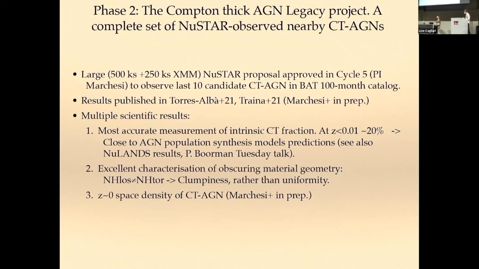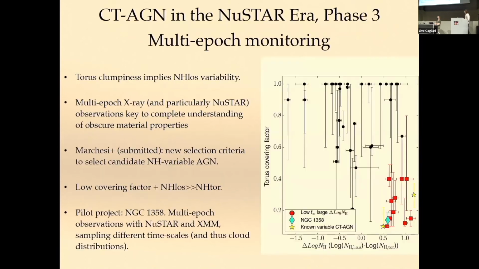And the last thing that we're working on, and we plan to submit by the end of the summer, is to get a sense of what's the space density and the X-ray luminosity function at redshift around 0 for Compton-thick AGN, and use that as a reference for updating AGN population synthesis models. And finally, the last part.